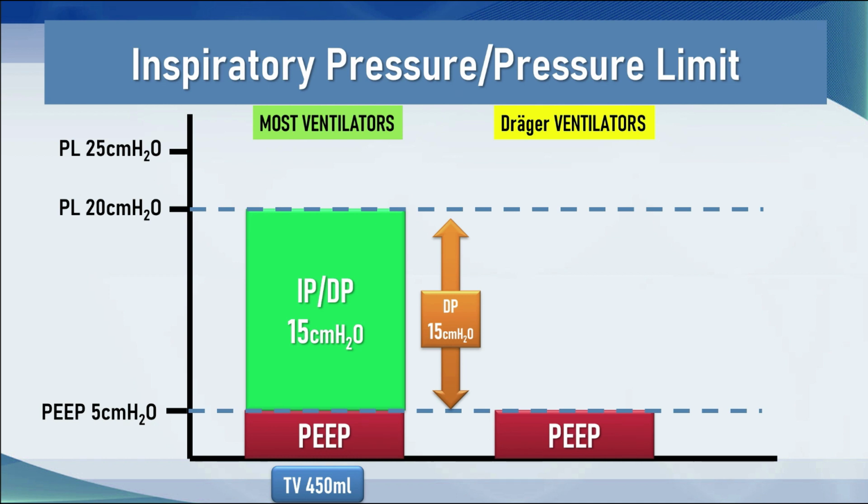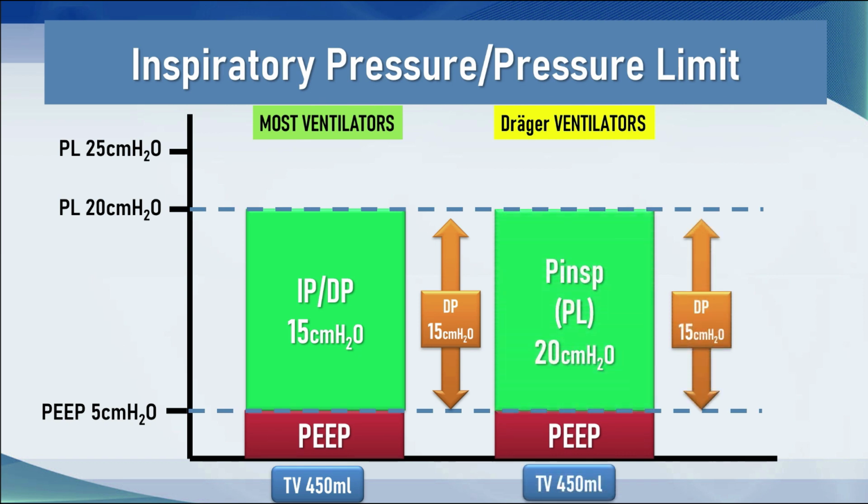Now the setting on the Drager ventilator to achieve the same 450 mil goal is different because you have to set a Pinsp, or a pressure limit, of 20 centimeters of water. So it looks different. That gives you the same driving pressure above PEEP, which is 15 centimeters of water, and it results in the same tidal volume.